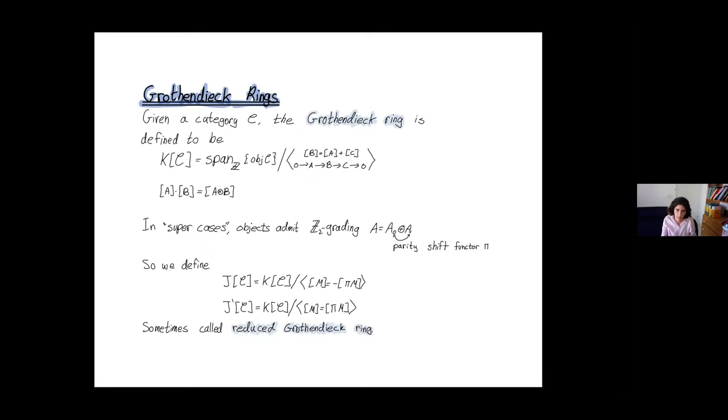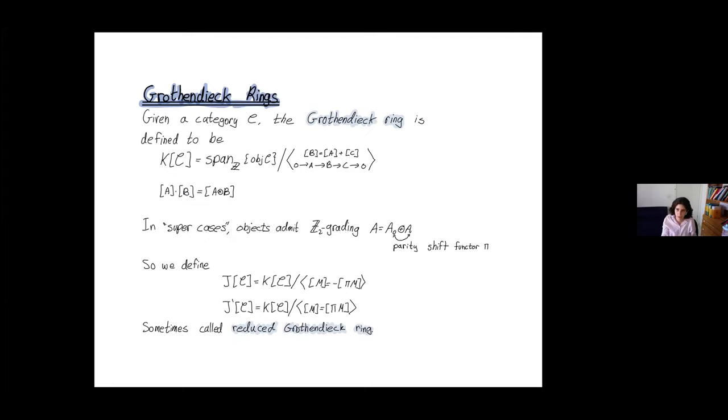categories related to superalgebras or some super cases, then we have a Z2 grading. So every object has its even part and its odd part. And in many cases, we can say, let's switch. Whatever used to be the even part is now the odd part and vice versa. Then we get another object. This shift is called the parity shift functor.